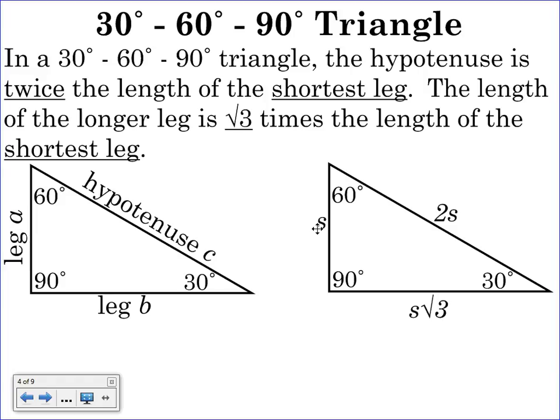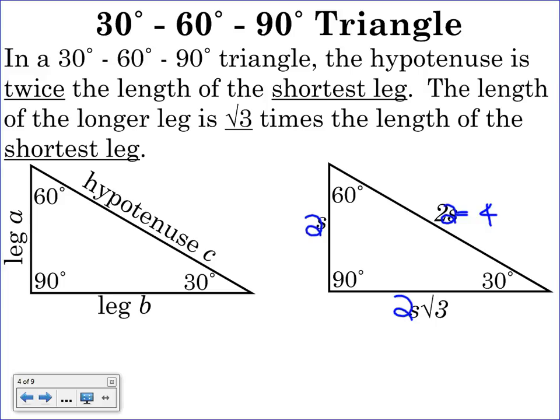So then, if we know the length of leg A, and we say that's 2, this side length would become 2. The second leg would be this side times the square root of 3, or it would become 2 times the square root of 3. And the hypotenuse would be 2 times side A, so 2 times 2 would equal 4. And it's as simple as filling it in.